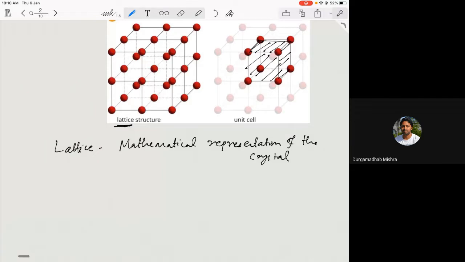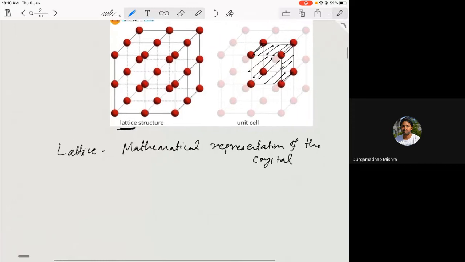When we talk about the lattice, the mathematical representation is normally such that any point on the lattice should be represented by a lattice vector or a translation vector.